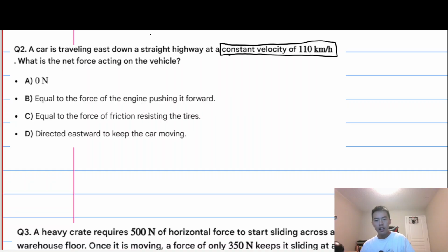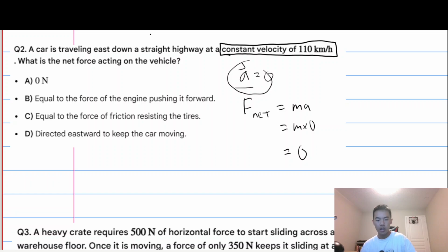But if velocity is constant, what do we know about acceleration? Acceleration would be equal to zero, because velocity is not changing and acceleration is the change in velocity. Therefore, if we look at this equation, net force is equal to mass times acceleration. And if acceleration was equal to zero, this would be equal to mass times zero. And it doesn't matter what mass is. If acceleration is zero, then net force is equal to zero. So the answer is A.